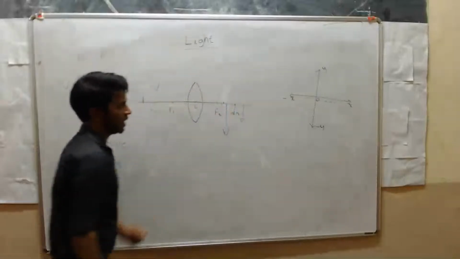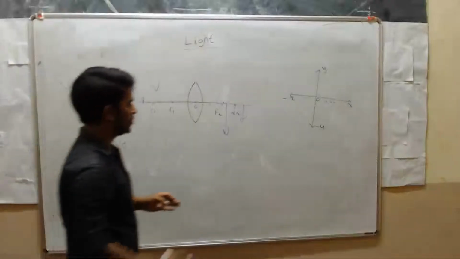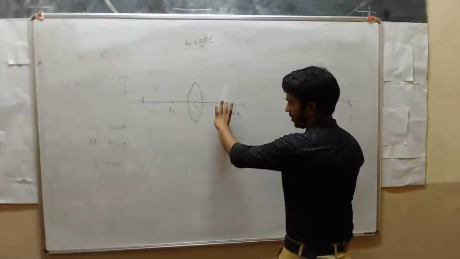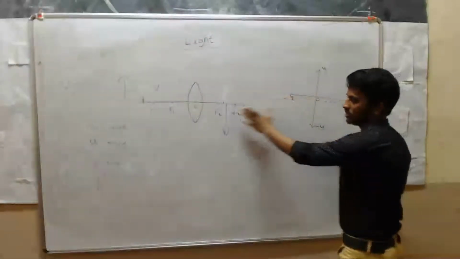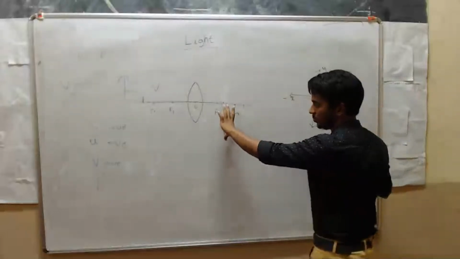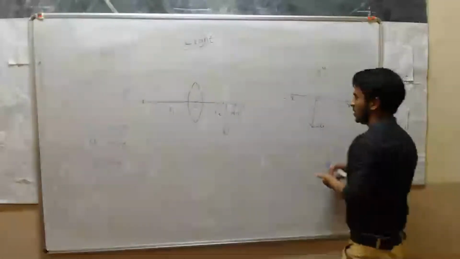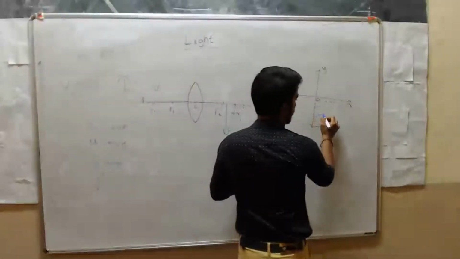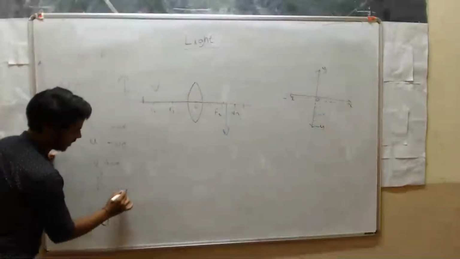Next, see here, this is our image. Now how to write the height of the image, that is h dash? We will compare the height of this image with respect to the minus y-axis. Why? Because it is below the principal axis. Here all the values are negative, right? So that's why we will represent h dash as negative.